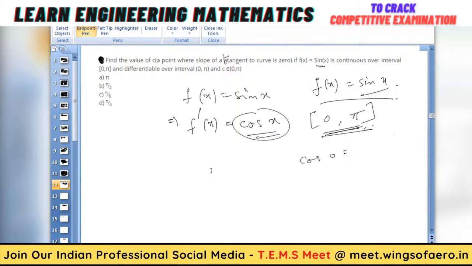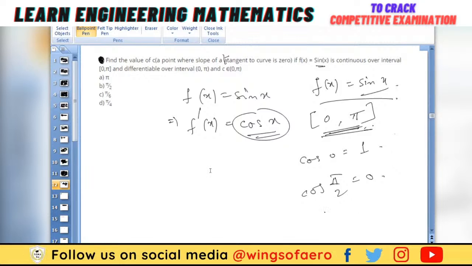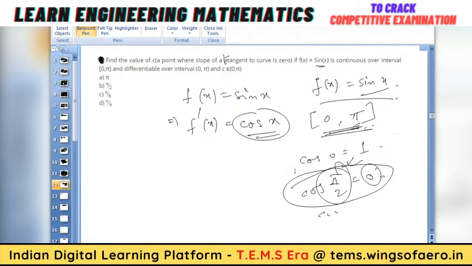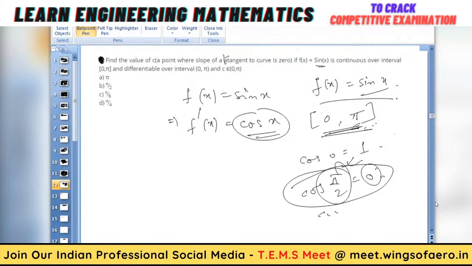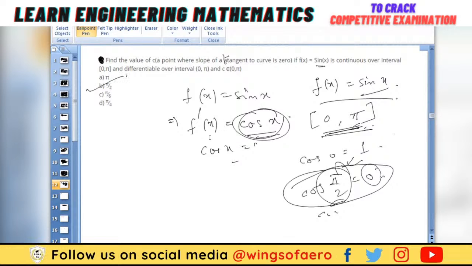Cos 0 is equal to 1. Cos pi by 2 is equal to 0. Cos pi is also not equal to 0. So only one point is there, the pi by 2 point, at which cos pi by 2 is equal to 0. So remember there is only one point in between 0 comma pi where cos x is equal to 0. And what is the point? Pi by 2 is the point. So B is the right answer, pi by 2.